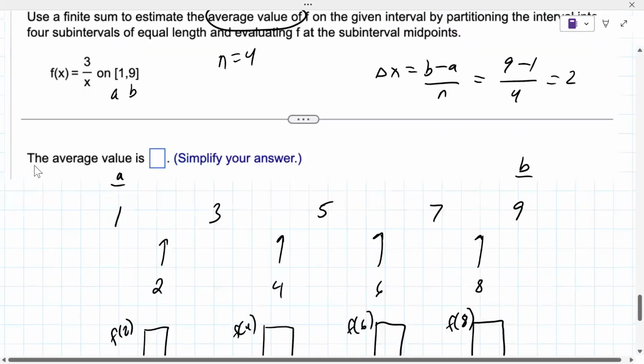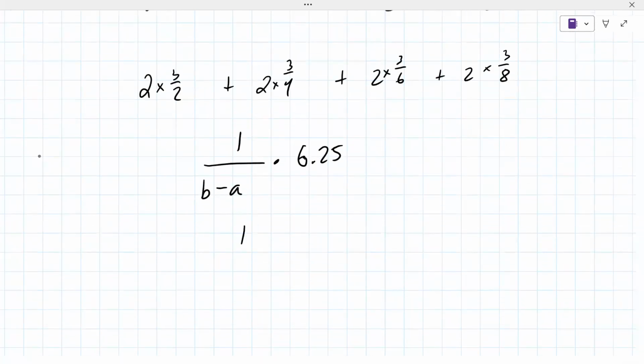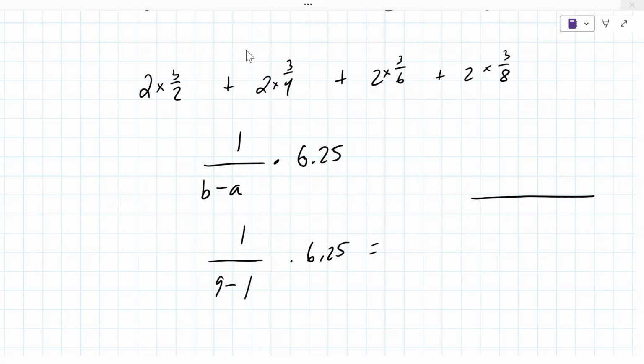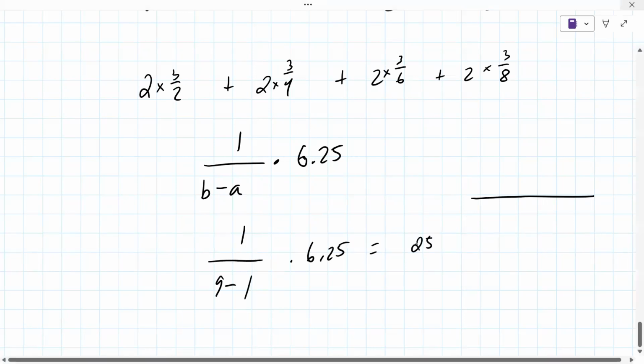B minus a, 9 minus 1. What it's doing is it's kind of leveling the height of the rectangles, so you kind of know the average height of all of them. Is it useful? I don't know. But that is the answer. Now, as a fraction here, it's 25 over 32 is your final answer.